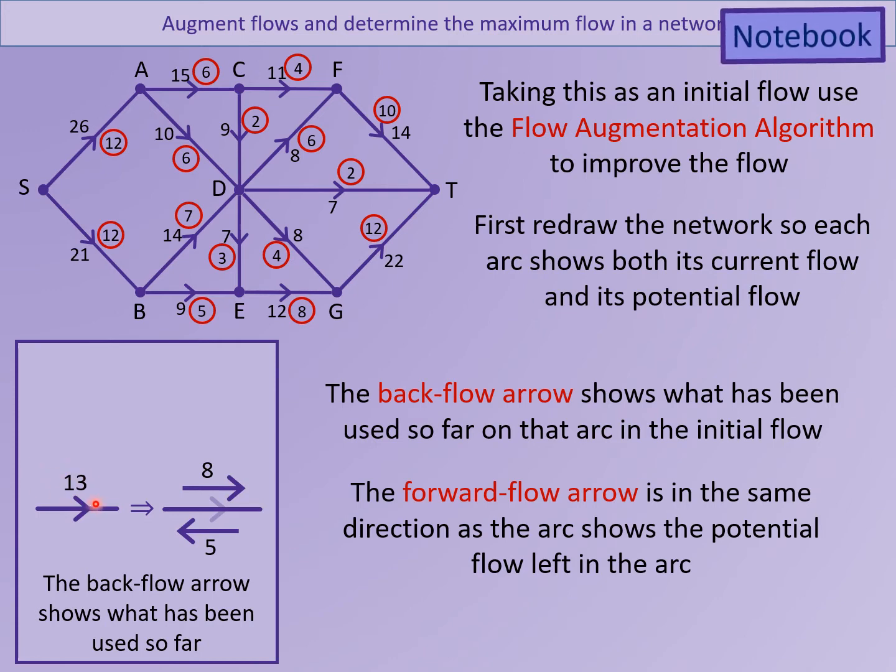We can flow 13. We've just separated it out into 5 and 8. Okay, so that's the difference between what a backflow is and what a forward flow is, and it's very easy to get those mixed up. So just be very careful. It's always important to think that what's going in the same direction is what we can still use.